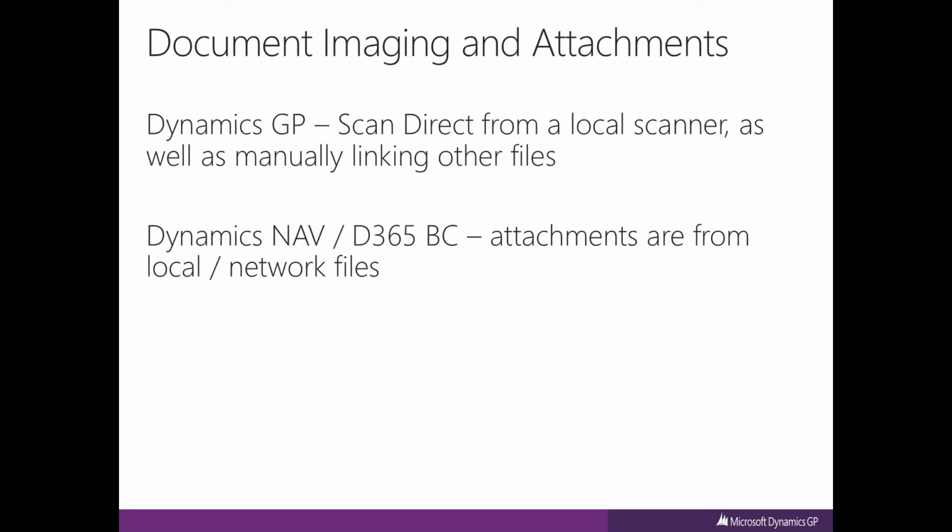In the GP system, scanning directly has now been enabled from a local printer. So if I'm doing anything in the AP process, I have a local scanner connected to my desktop or my workstation. As I'm doing AP process, I can scan directly from the scanner into my AP transaction and have that now saved like any other attachment in the system.